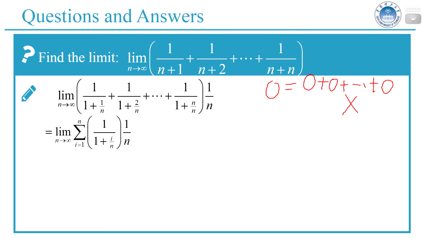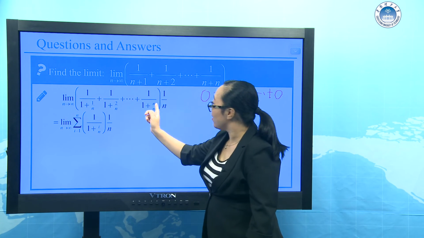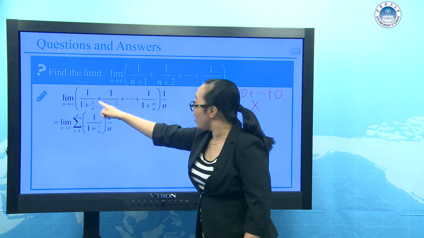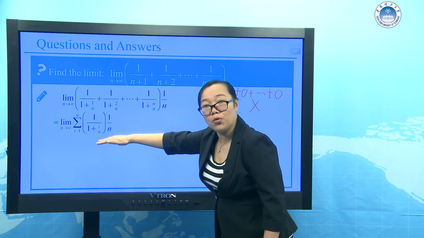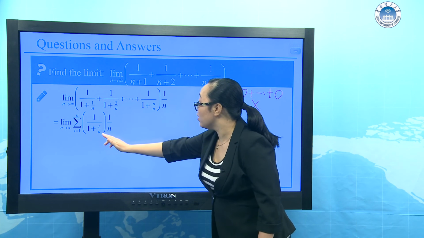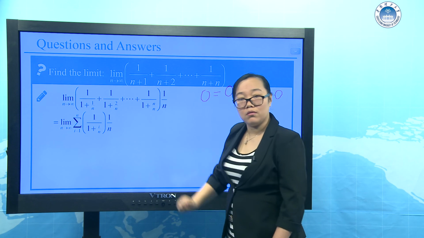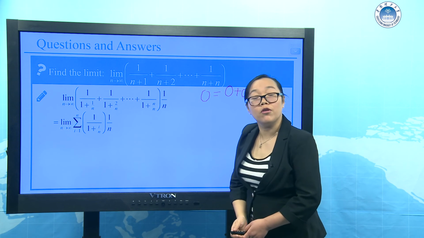Try to find the regulation, try to find the rule. The rule means 1 plus i, yes, i here: 1, 2, 3, 4 until n. So this is our regulation: 1 over n times 1 over n. Yes, so now we find it.